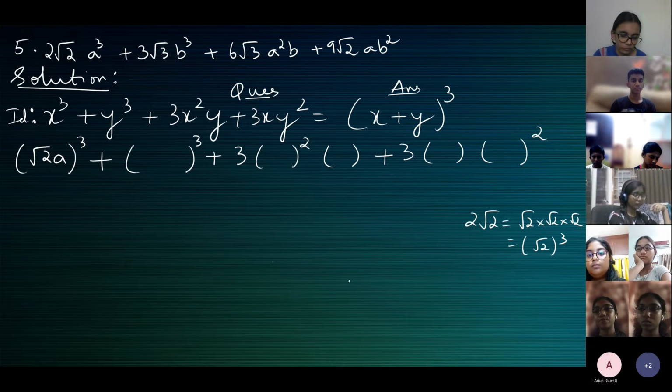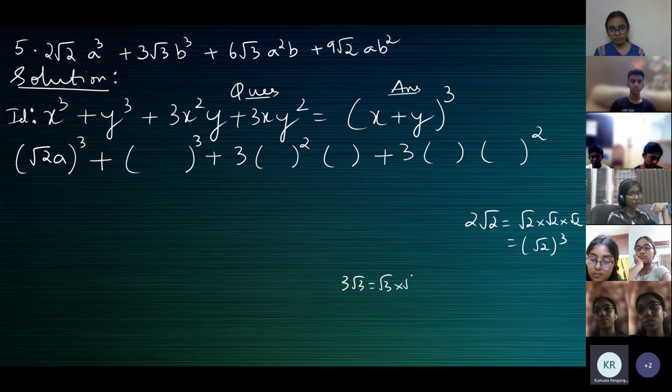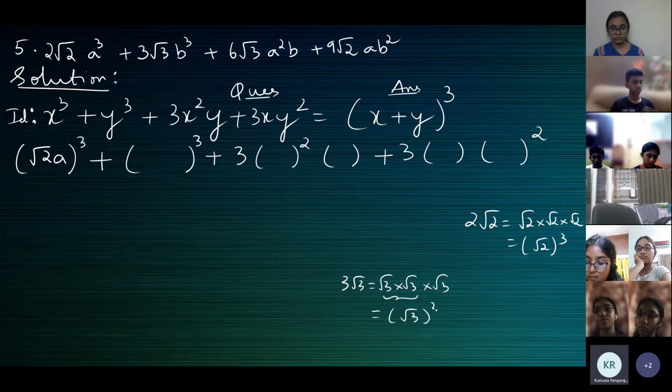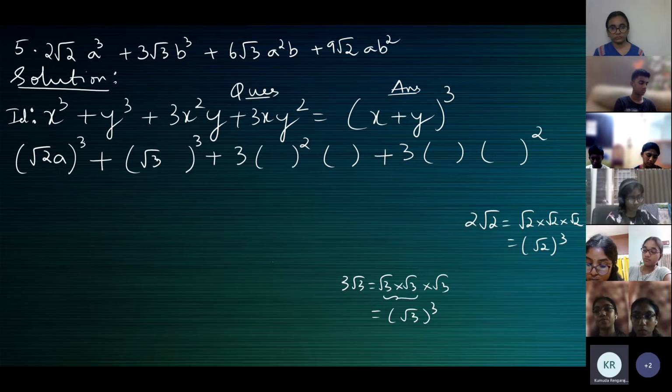Similarly, 3 root 3 is root 3 into root 3 into root 3. Because root 3 into root 3 is 3, into root 3. So this is nothing but root 3 the whole cube. I'll write only root 3, with the whole cube outside. Root 3 the whole cube, and b cubed is b cubed.